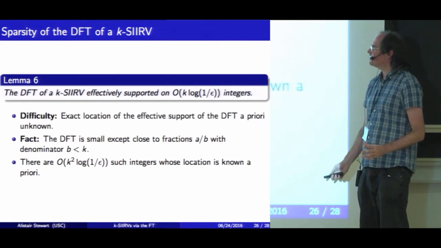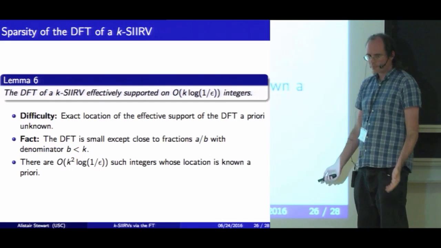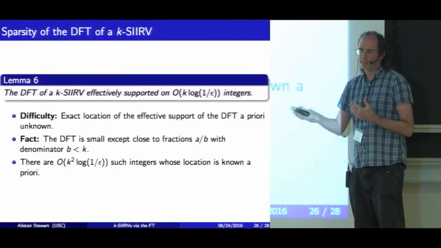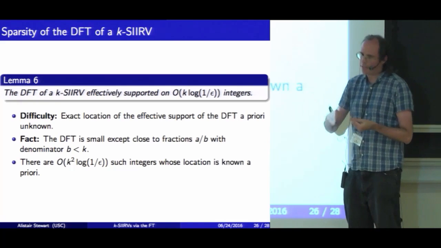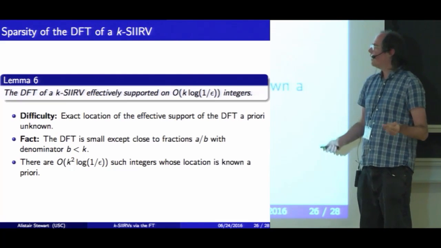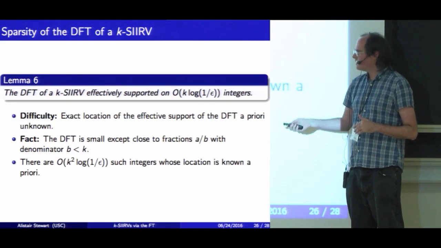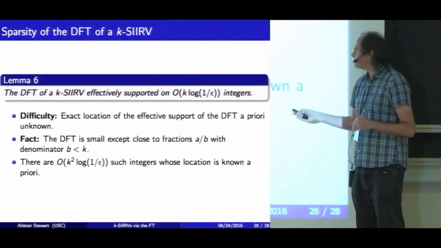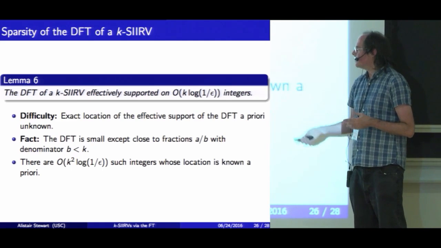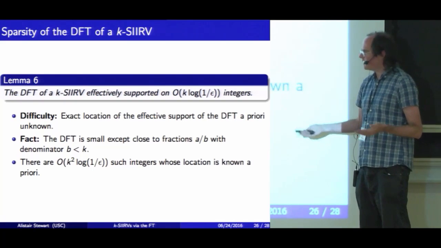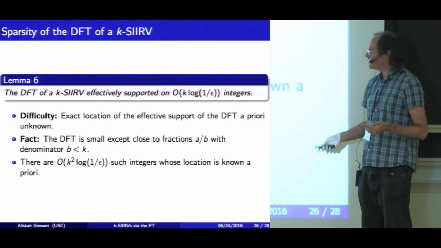But unfortunately, we don't quite know where these are, because we don't know which period. We know that the K-SIIRV has periodic structure with periods less than k, but we don't know which periods are more important. What happens is that the discrete Fourier transform is close to these fractions of m times a over b, which have denominators smaller than k. And there are k squared of those. So we have k squared log 1 over epsilon integers where we know this thing might be large.